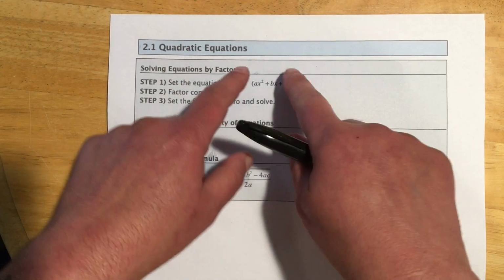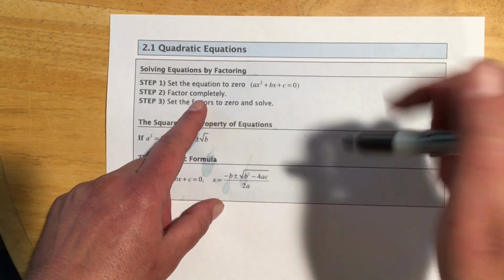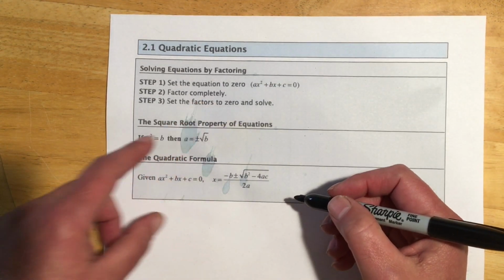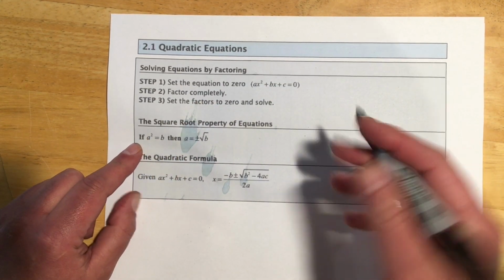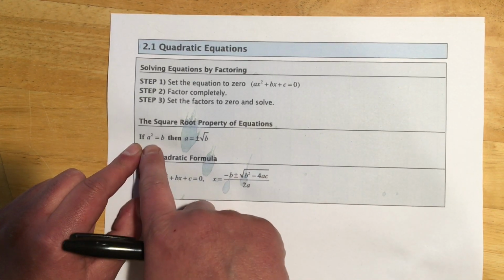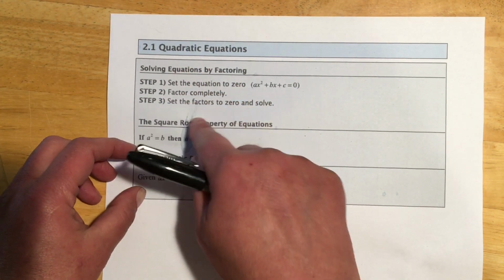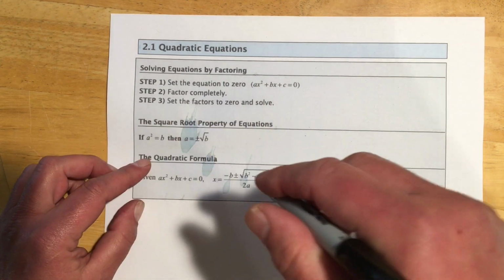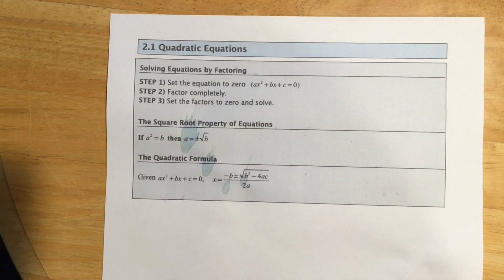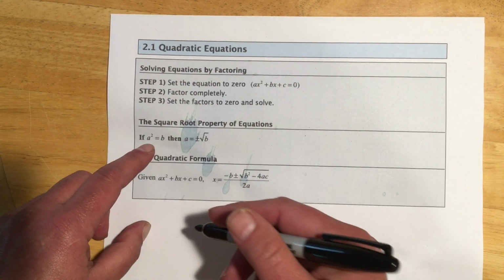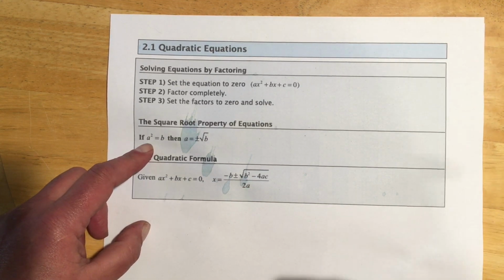So with factoring, we're just going to basically factor with it set to 0 and then solve each of the factors to 0. Square root property, this one comes up occasionally. If I have something in the form chunk squared equals a number, I can root both sides and solve. So that's another way, but this one's a little bit limited, but when it's useful, it's pretty good.